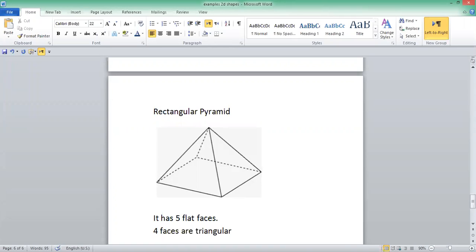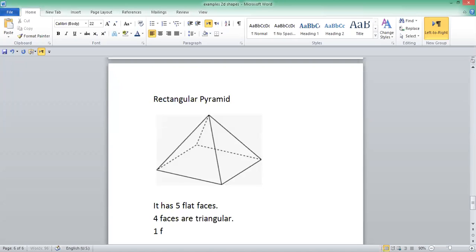4 faces are triangular and 1 face is rectangular. That means, guys, that its four faces are in the shape of a triangle. Look, this is the shape of a triangle, 1. This face is also having the shape of a triangle, 2. This one is also having the shape of a triangle, and this one is also having the shape of a triangle. Okay, and one face is rectangular.